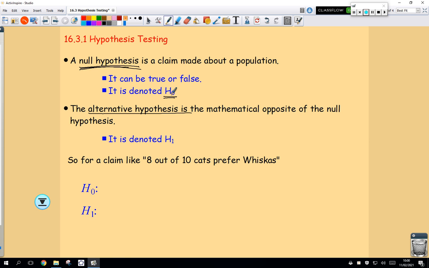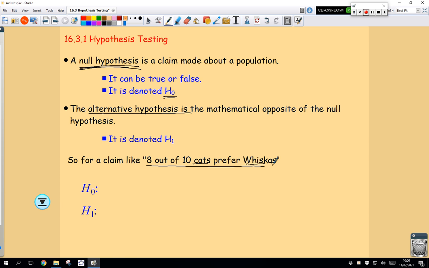So for a claim like this, 8 out of 10 cats prefer Whiskas. There used to be an ad on the television. There used to be a brand of cat food called Whiskas. I don't own cats, so I don't know if it's still a thing. And that was their catchphrase, 8 out of 10 cats prefer Whiskas. Everyone of a certain age, certainly in this neck of the woods, would remember that phrase. And it's a claim made about the population of all the cats in the world, saying that 8 out of 10 of them prefer Whiskas, which was a brand of cat food.